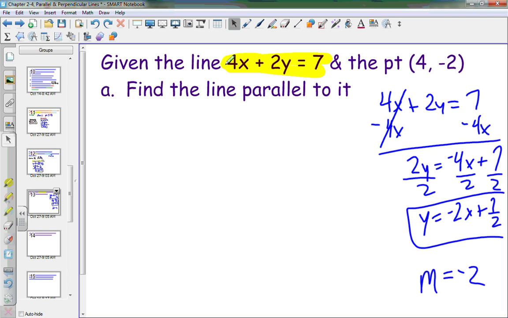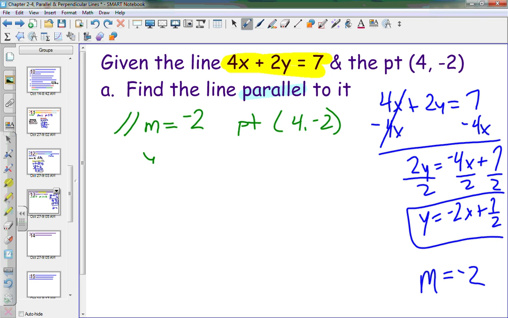So now that I know what my slope is, I'm going to come up here and ask, what is the problem asking for? It's asking for a parallel line. So what's my parallel slope? My parallel slope is still going to be negative 2, and the point that I have to use is going to be 4, negative 2. Do we see that, yes or no? We good?